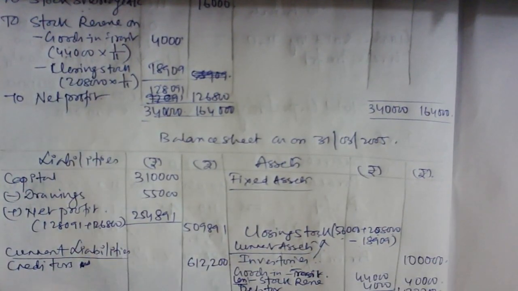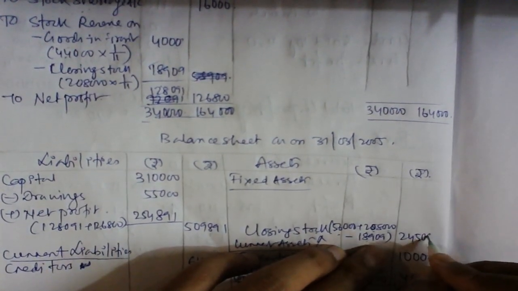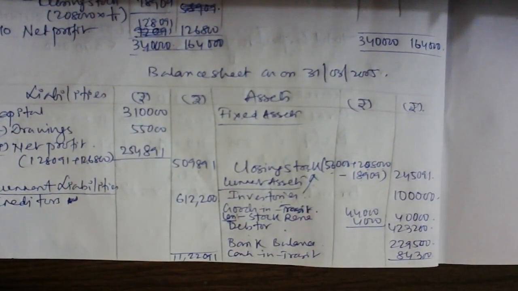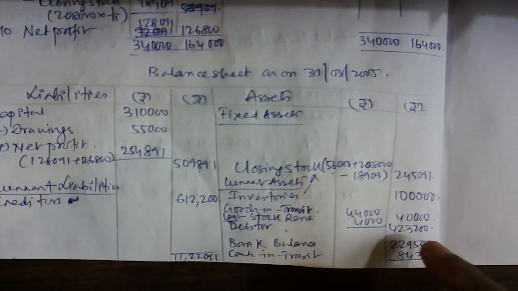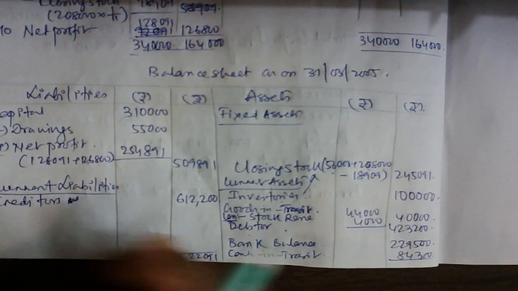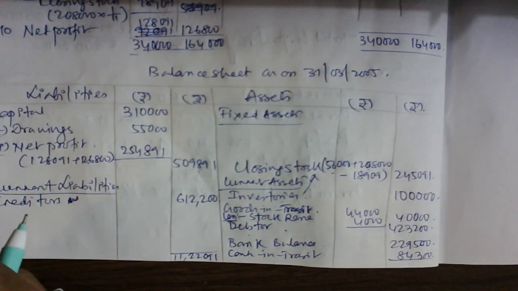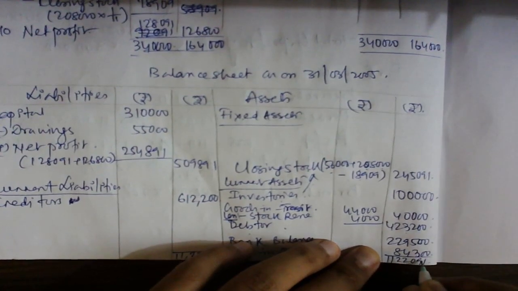सो कितना होगा देखिए, 56,000 प्लस 2,08,000 माइनस 18,909. सो मेरा आ रहा है 245,091, 245,091. ओके, that is what I am getting. So add this, add all of this: 1,40,000 plus 423,200 plus 229,500 plus 84,300. So I'm getting the same figure, 11,22,091. Very good sum, guys.